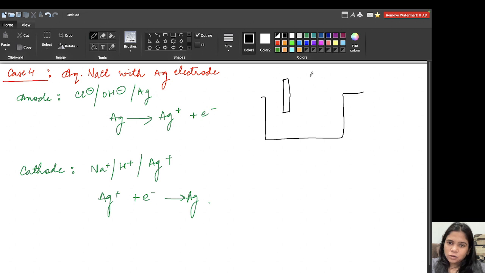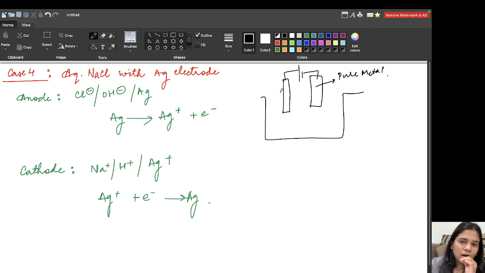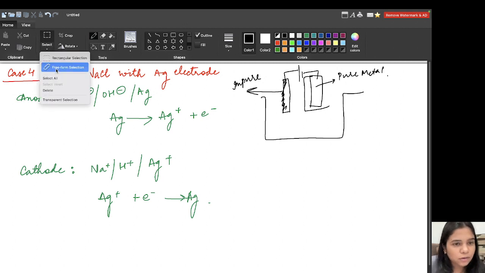You're taking anode, you're taking cathode, connecting it to electricity, and after some time, at the cathode you are putting the pure metal, and here you have impure metal. After some time, what will happen? The anode will decrease in its diameter and the cathode will increase because you are refining it. You are cleaning all the impurities from that. So this is the case for aqueous NaCl with silver electrode.